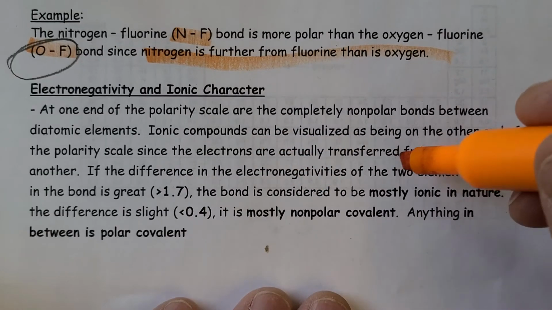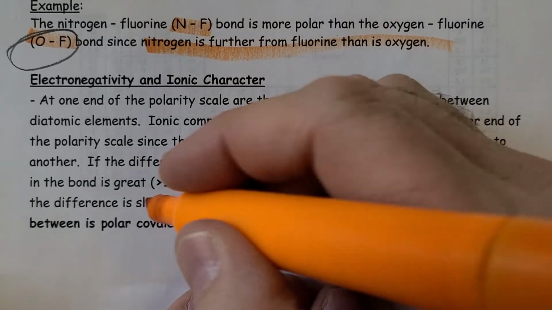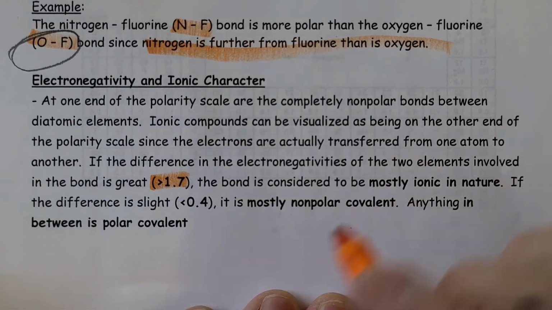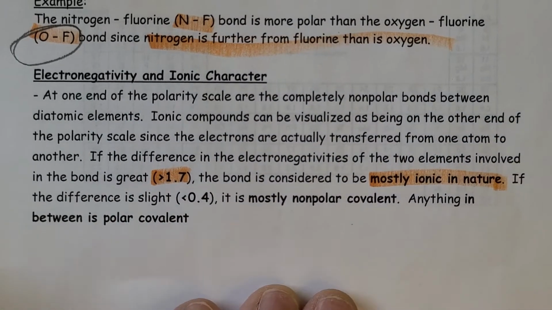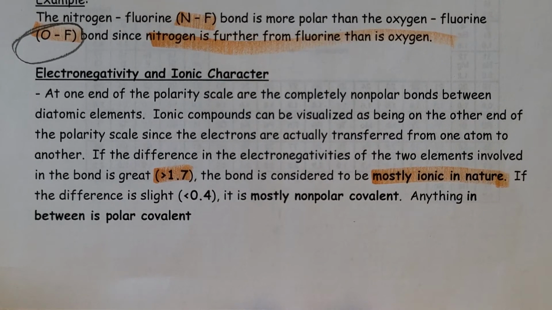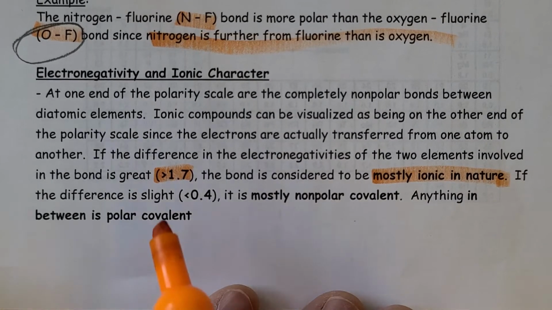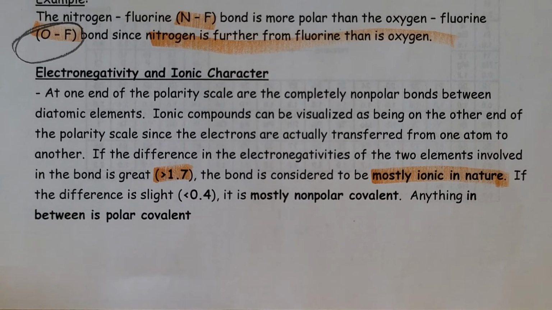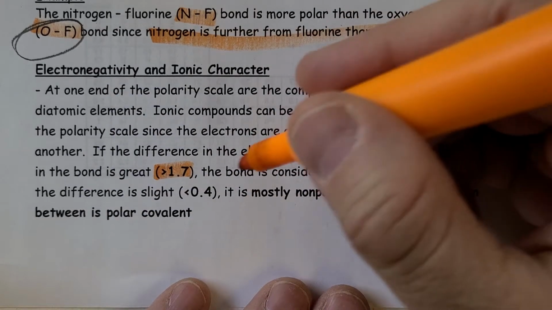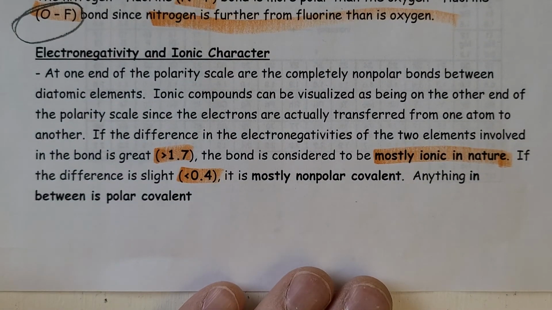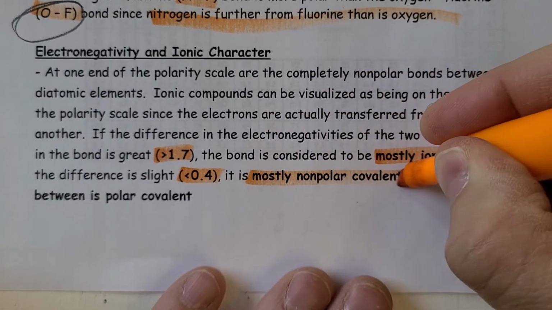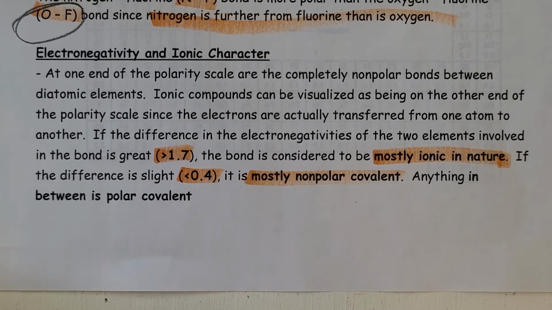If the difference in electronegativity of two elements is greater than 1.7, then we consider it to be ionic in nature. So we kind of have a number that we can go with. If the difference in electronegativity is greater than 1.7, it's virtually ionic. And if the difference between the two bonds is 0.4, we could consider it to be nonpolar. And then anything in between that is going to be covalent.